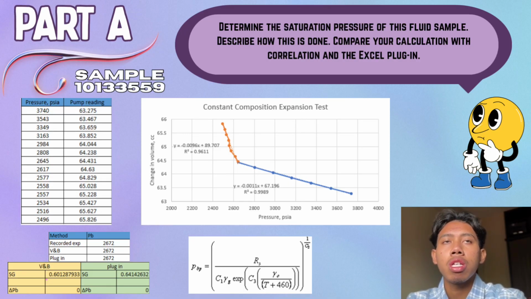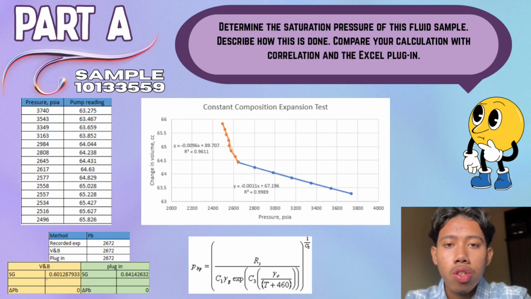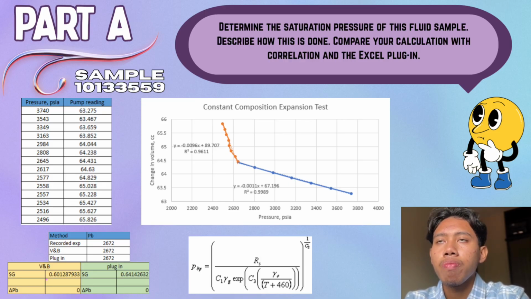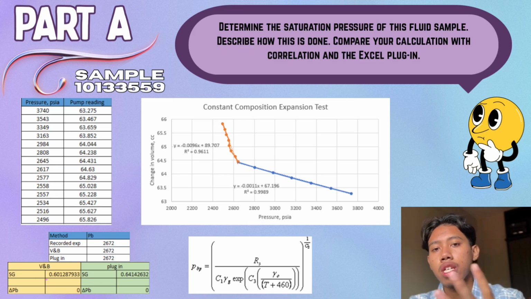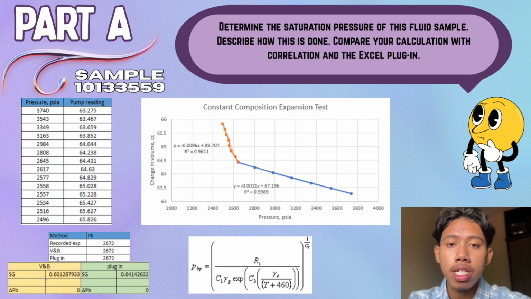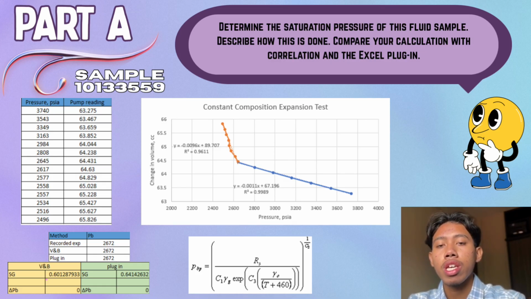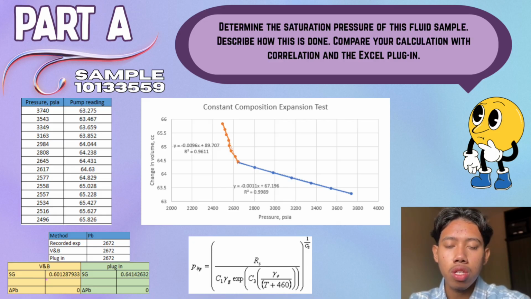So we go to part A first. We need to determine the saturation pressure of this fluid sample. We can determine the saturation pressure by using 3 ways. For the first one, we use the constant composition expansion, which is the CCE test. The second one, we can use the correlation of Westphalia index. And the last one, we can use the Excel plugin.